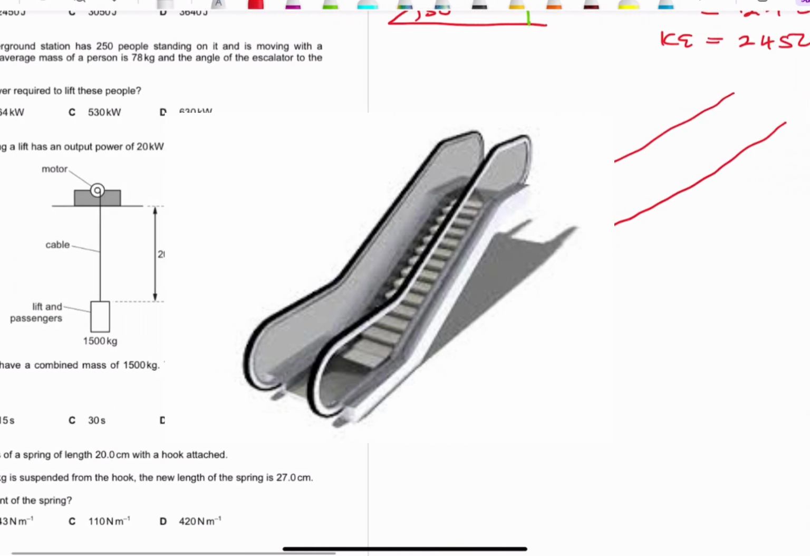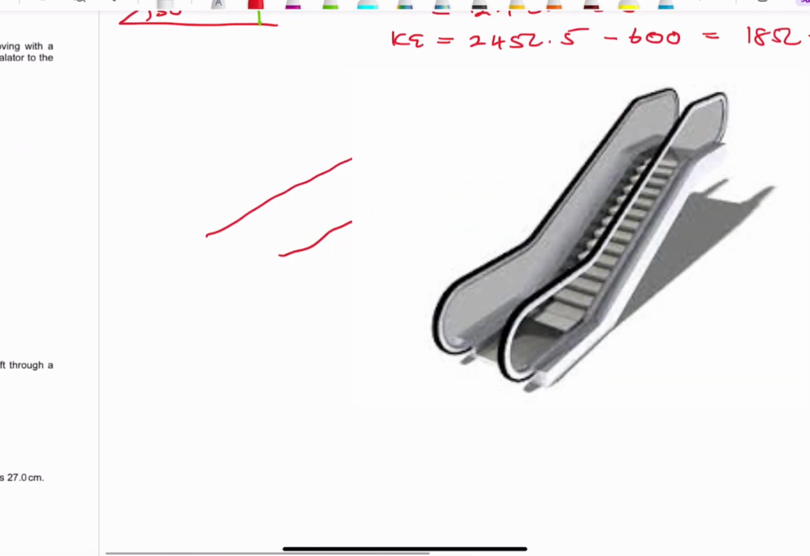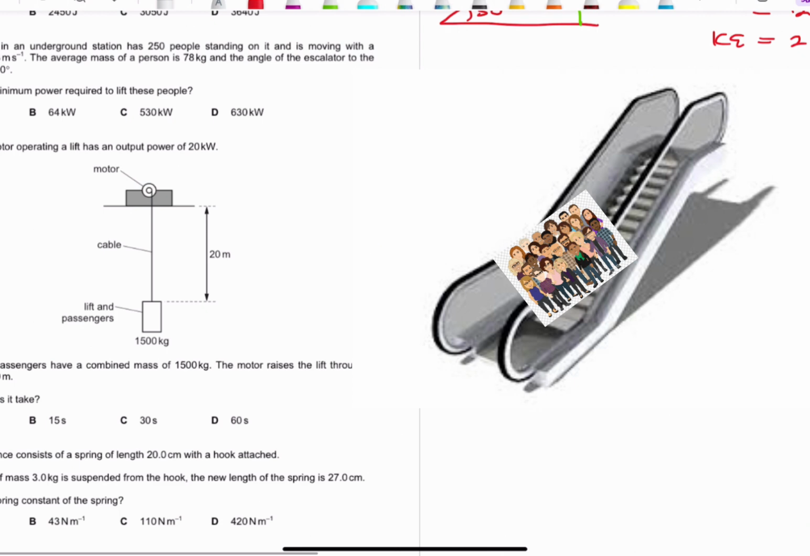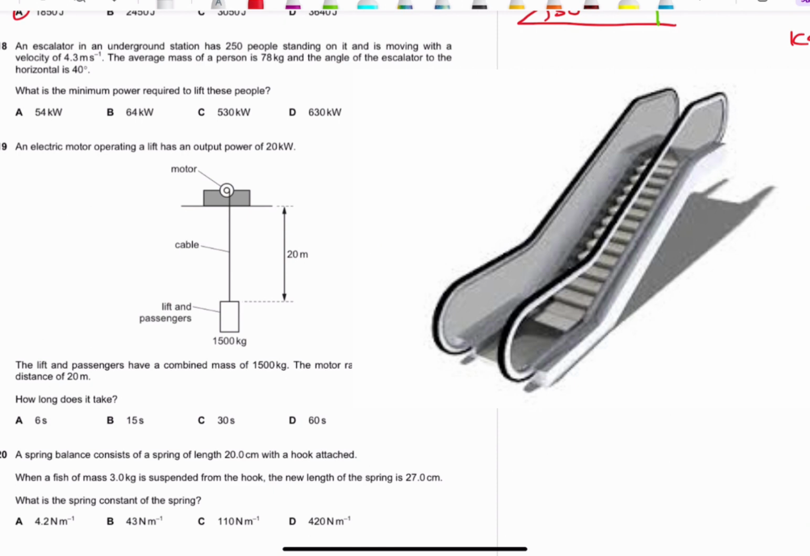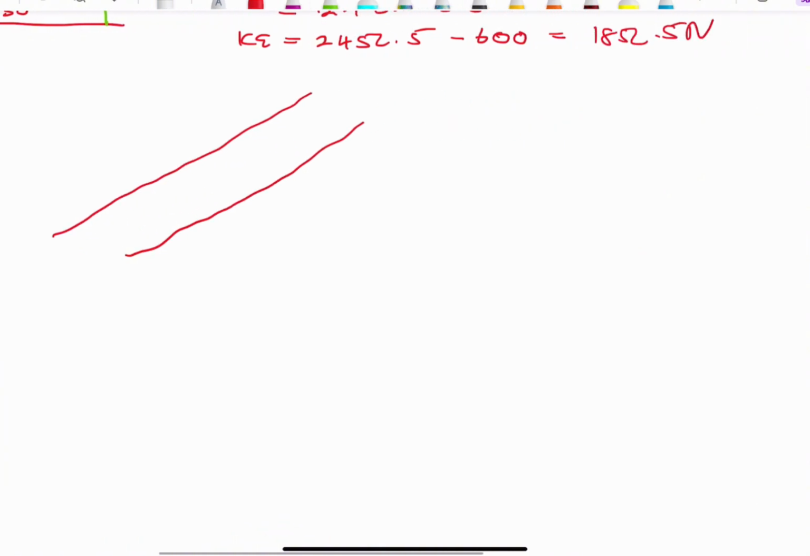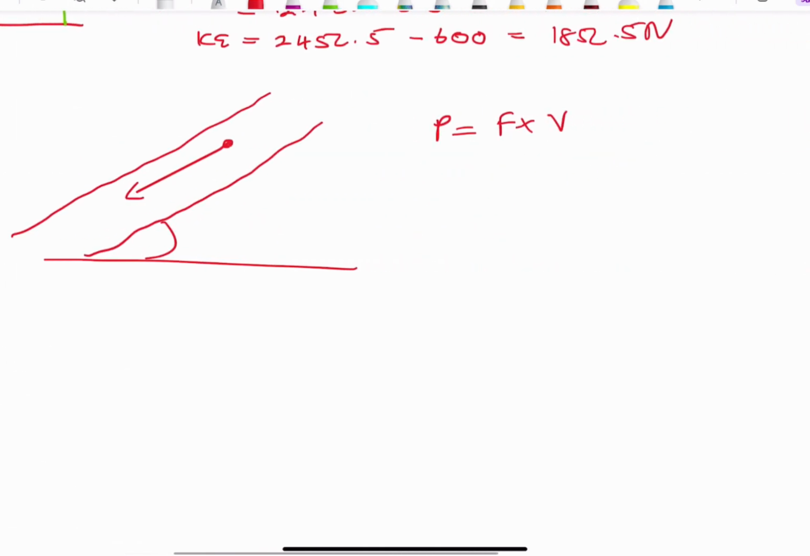So we have 250 people standing on that escalator. Those 250 people will cause a certain force going backwards, because the average person has a mass of 78 kg acting down. Since it's moving up, we need the minimum power to lift these people because they're moving at a constant velocity of 4.3. I know that power is equal to force multiplied by velocity. But these people exert a force downwards, and this angle theta is 40 degrees.